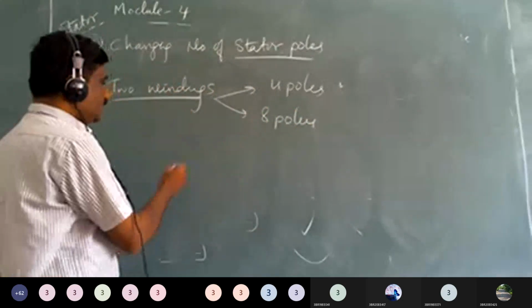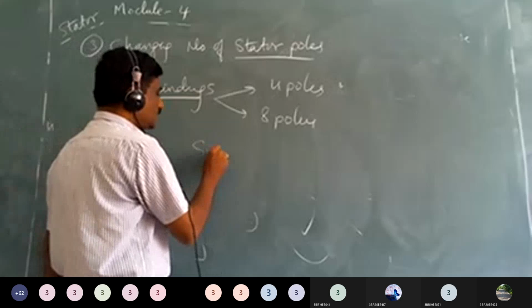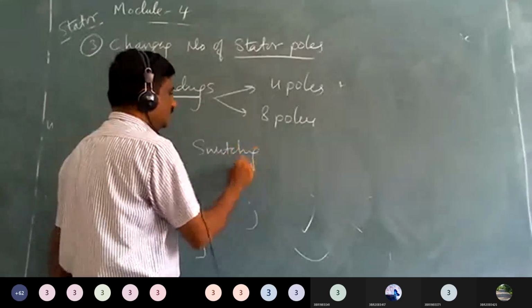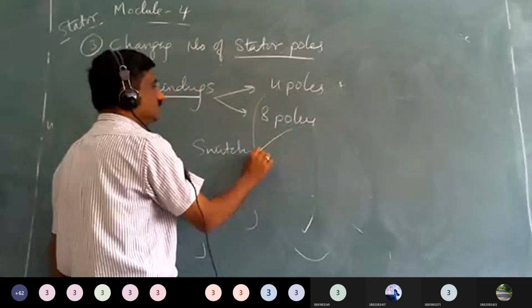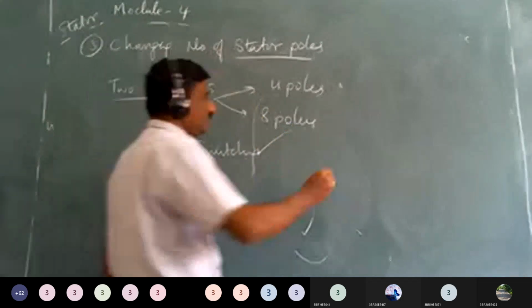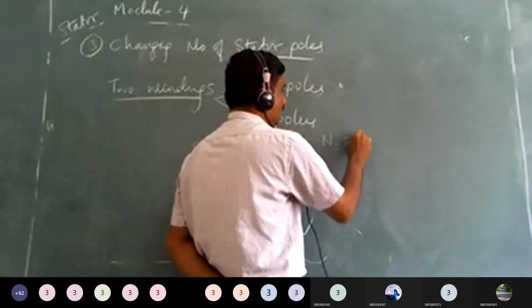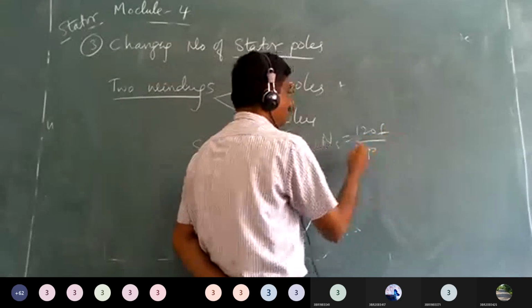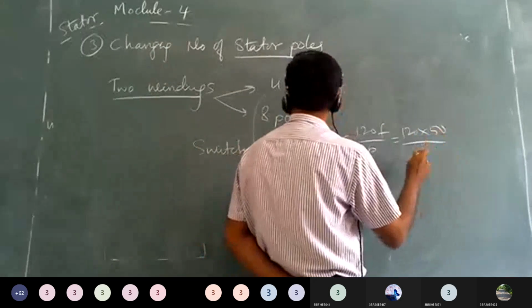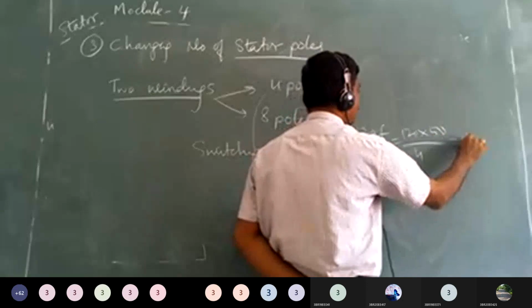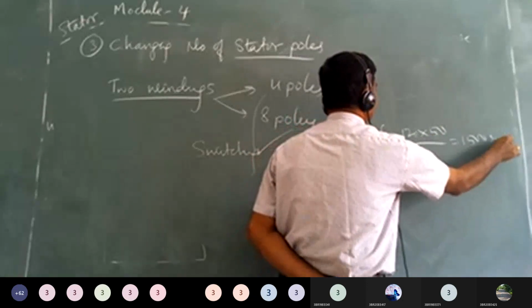Okay. So there will be a changeover switch. Using the switching technique, you can include either 4-pole winding or 8-pole winding. So you know that Ns is equal to 120 f by P. This is equal to 120 into frequency, which is constant. How many poles are there? 4 poles. 4 poles means 1500 rpm.